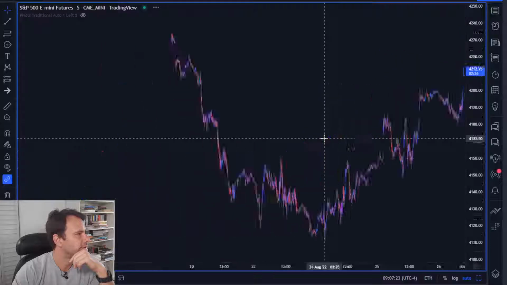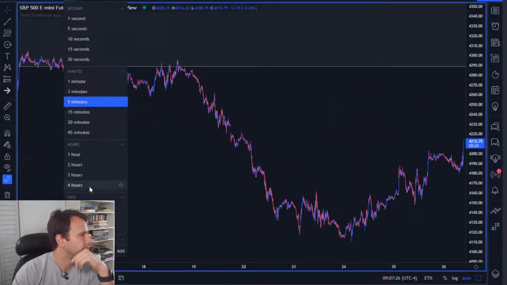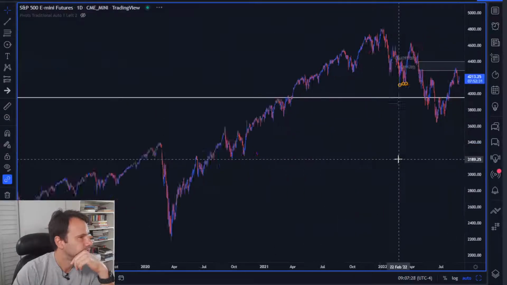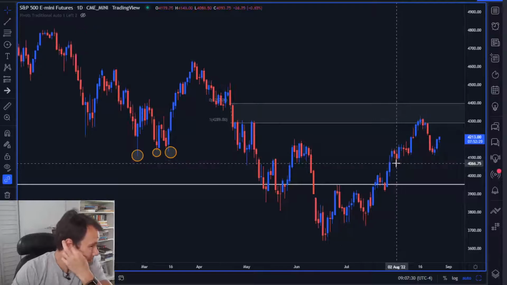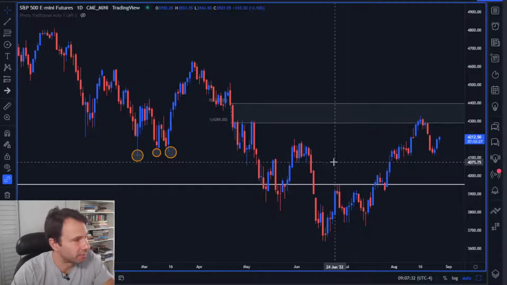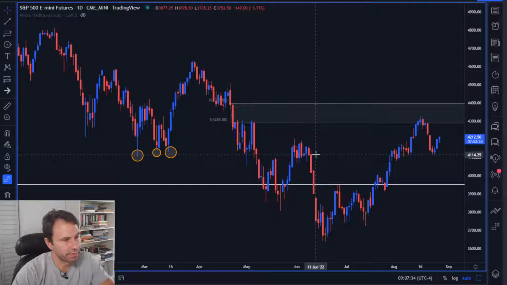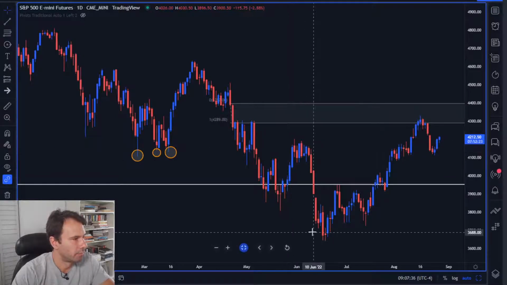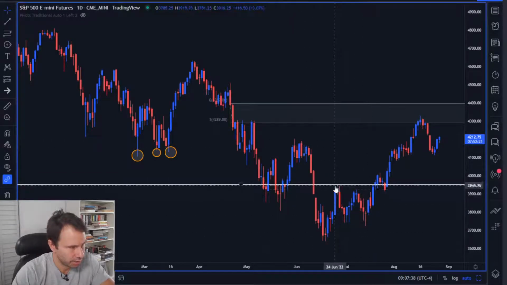All right, S&P futures. Let's go to the daily chart. This is the best definition for a breakout and retest. We did have it here. This breakout, retest, run up.